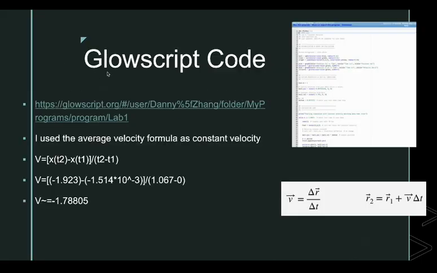For my GlowScript code, this is my predicted value. I use the average velocity formula, which will later help update the new position in the position update formula. So here I'm using the final position minus the initial position divided by the final time minus the initial time. And here are my data based on the graph, the model I just showed you, and negative 1.788 will be the average velocity that we will use for the position update formula.